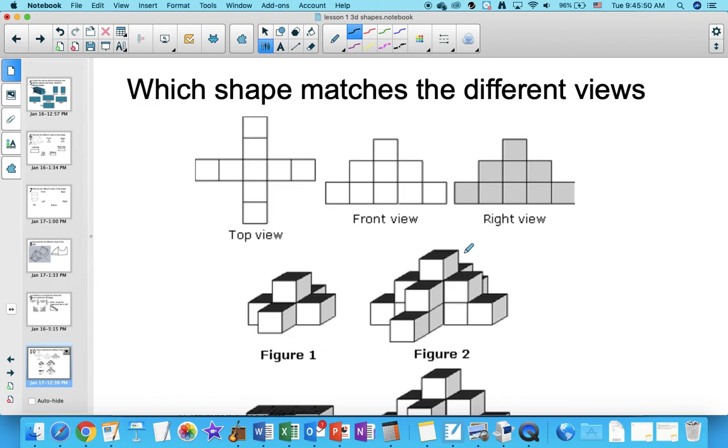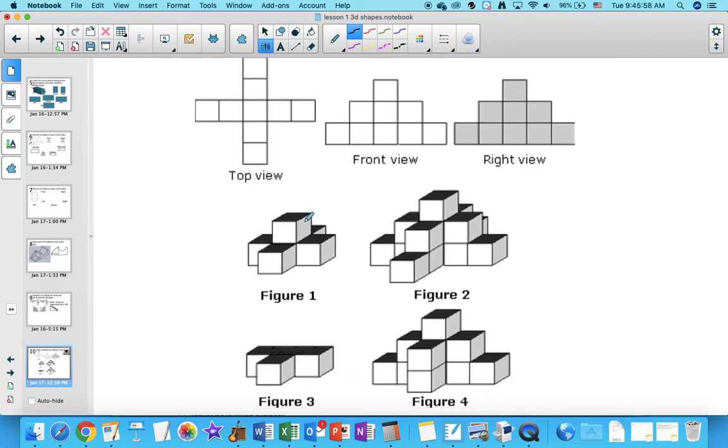So, which shape matches the different views? We got the top view of this, the right view, the front view, and the right view. Okay, well, if you're looking at this one, already you can cancel this out, because if you looked at this from the top, you would see that center square and only one square coming off the side. So that one you can cross out.